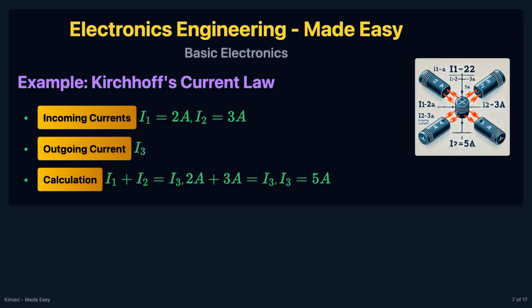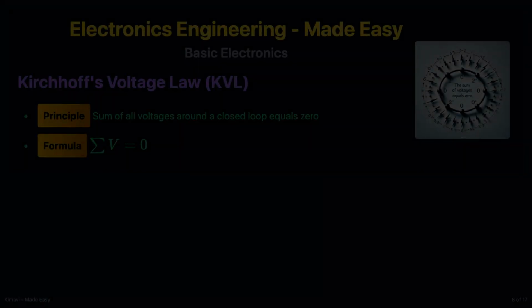Consider a junction with 3 incoming currents, I1 equals 2 amperes, I2 equals 3 amperes, and 1 outgoing current, I3. According to Kirchhoff's current law, I1 plus I2 equals I3. So 2 amperes plus 3 amperes equals I3, which means I3 equals 5 amperes. Therefore, the outgoing current I3 is 5 amperes.